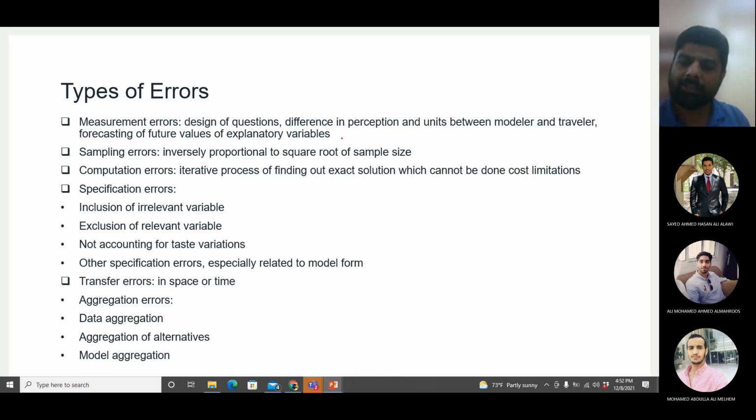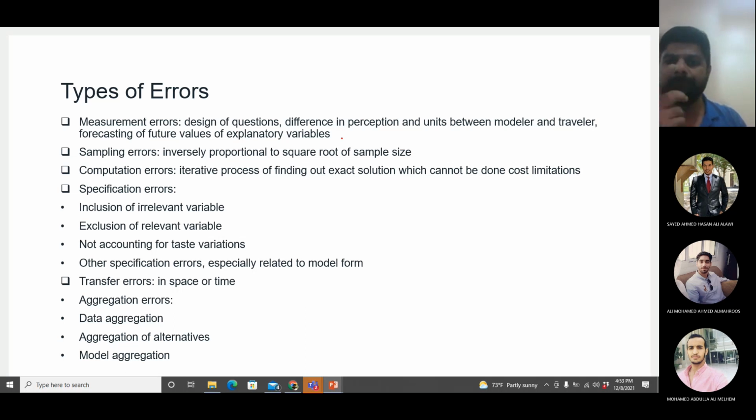In some cases, you are not putting the values exactly as they will be in the future. That is also part of the measurement error, because it is also related to measuring the values. The future values of the explanatory variables, the variables which you need to put in the equation to get the correct answer, maybe you're not putting their values correctly, or their values are not correct.